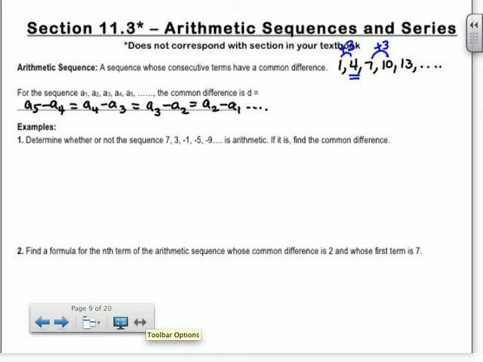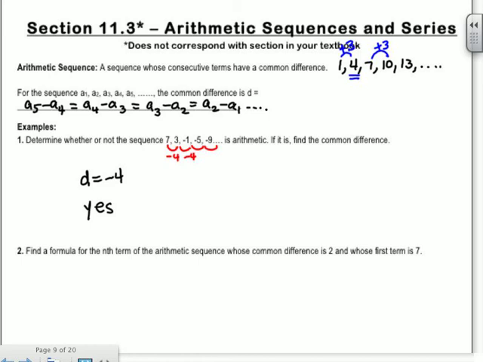So number 1, it says determine whether or not the sequence 7, 3, -1, -5, -9 is arithmetic. So arithmetic, that's the way you pronounce it, but it looks like arithmetic, right? You're just adding something to each term. That's how you can remember if it's an arithmetic sequence or not. So what are you adding to each term in this case? -4, right? So that's your common difference. So D is -4 because each time you have -4, -4, and so on. So your answer is yes, D equals -4.